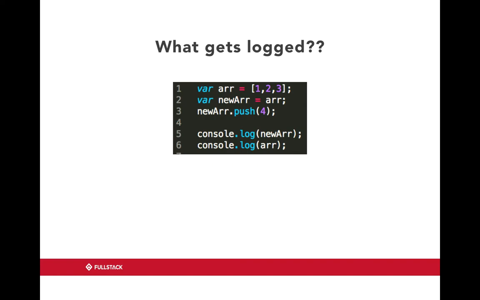Okay, so I have this thing called arr, and it's referencing this array 1, 2, 3. Cool. And now I have another variable called new arr. Is an array a primitive or non-primitive data type? Non-primitive. So do I want the value or do I want the actual thing?